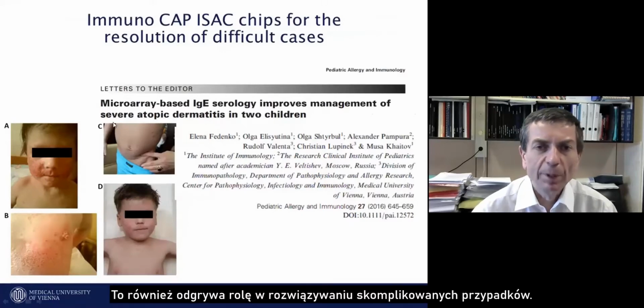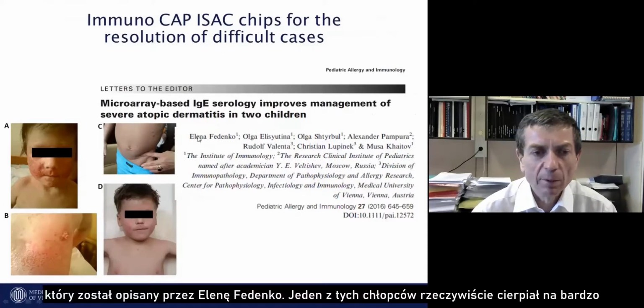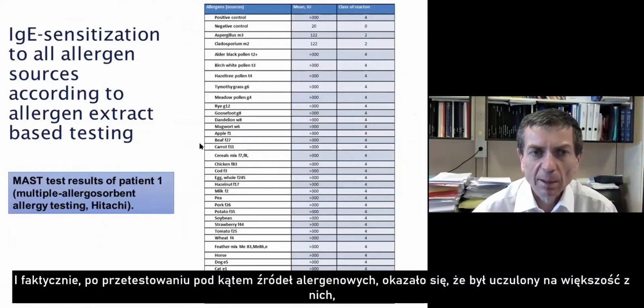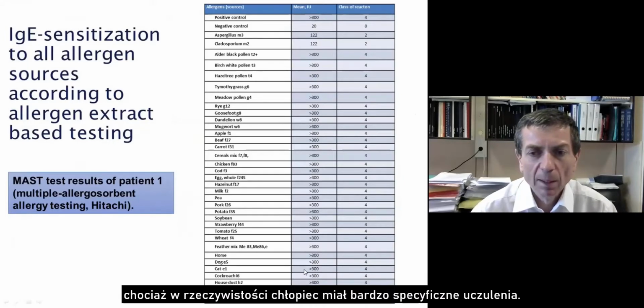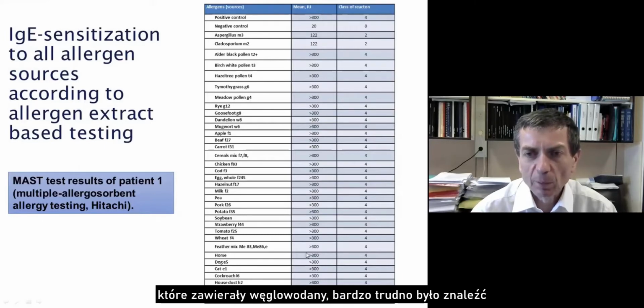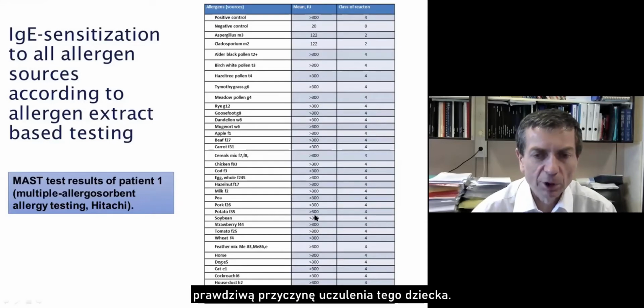This also plays a little bit in the resolution of complicated cases, and some of you know this case of the boys that have been seen by Elena Fedenko, and one of these boys actually suffered from very severe food allergy and atopic dermatitis, and in fact, when tested with allergen sources, responded to most of them, although actually the boy had very specific sensitizations. The problem was that when tested with IgE tests that contain the carbohydrates, it was very difficult to find out the really sensitizing sources for this child.